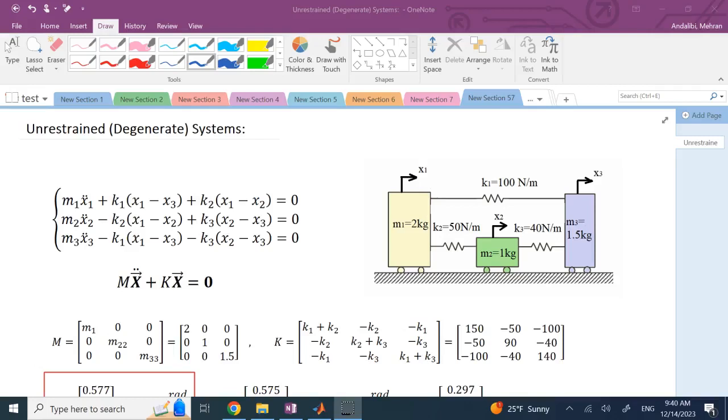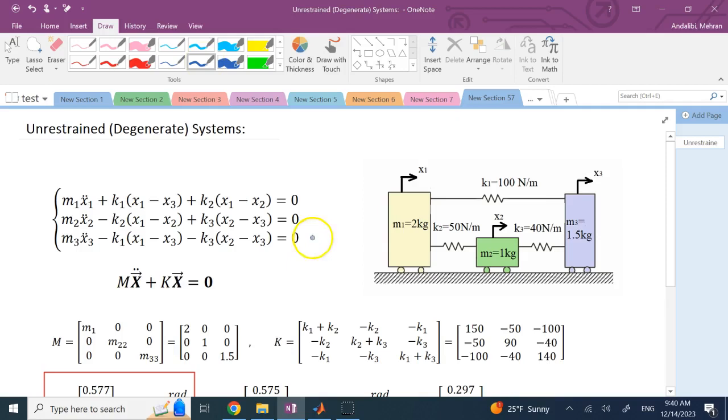Hello everyone. In this short video I want to talk about unrestrained or degenerate systems. Here we have a 3 degree of freedom system and no damping, so it has sustained oscillations. And if we draw the free body diagrams and write the equations of motion, these are the equations of motion that you can see on the left side.